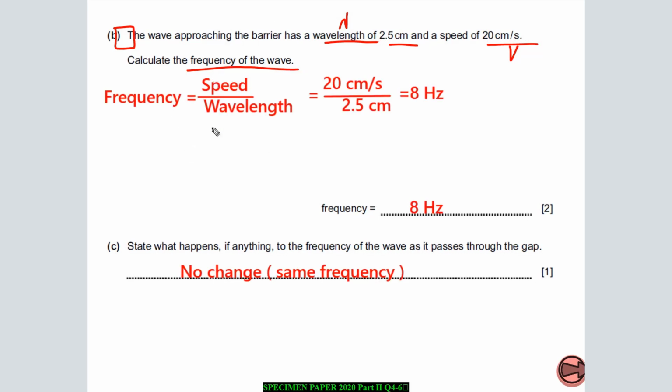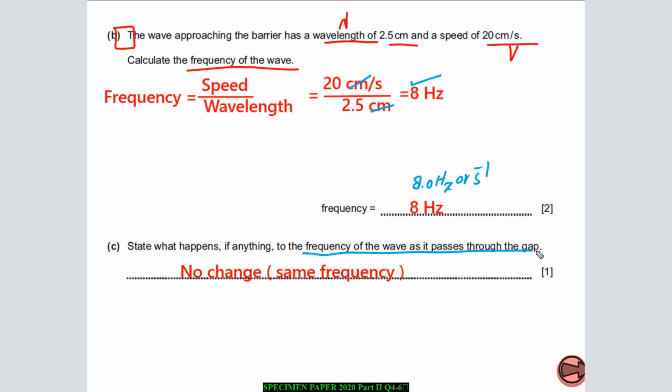Frequency is speed over wavelength. Centimeter will be cancelled with centimeter. We will get our final answer, 8 Hertz. Because this has 2 significant figures, we can also write this as 8.0 Hertz, or we can also say per second. This is what happens to the frequency.